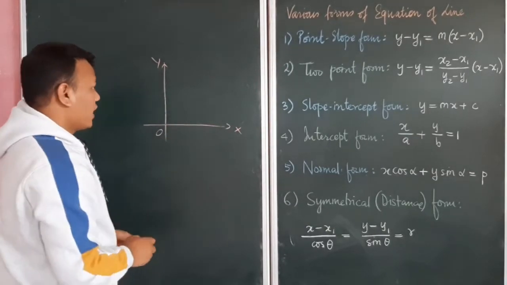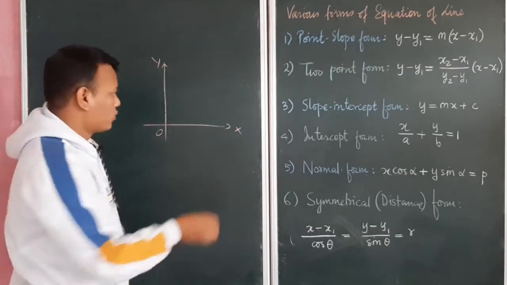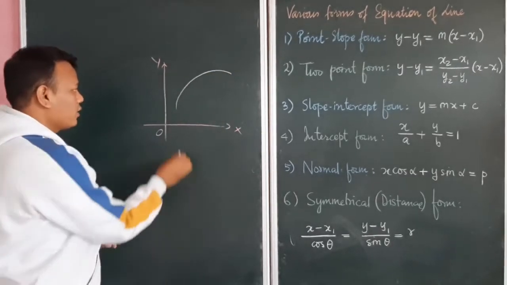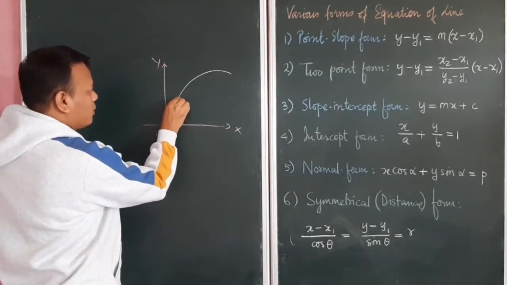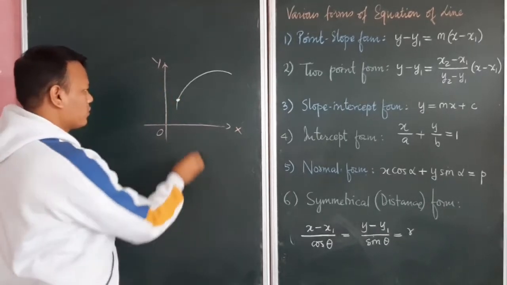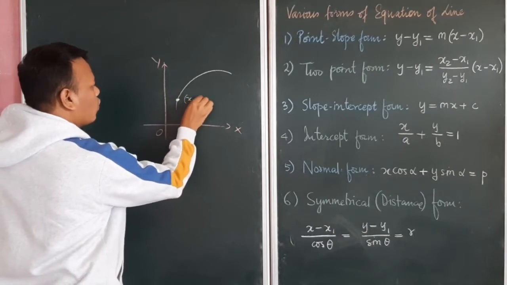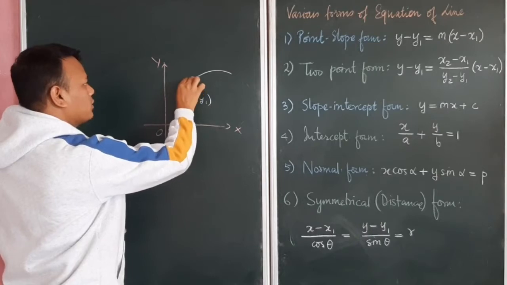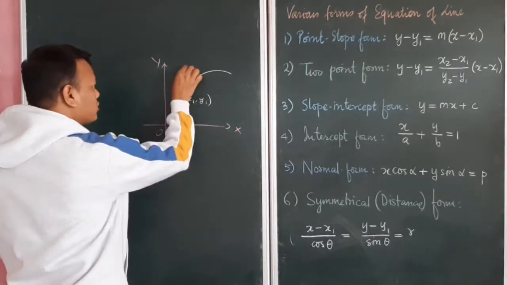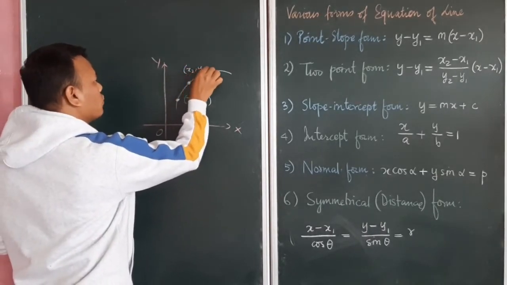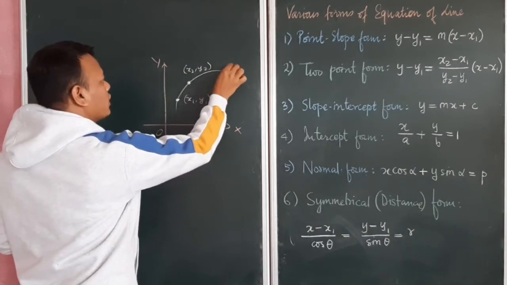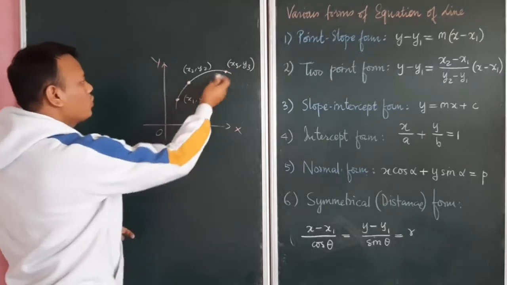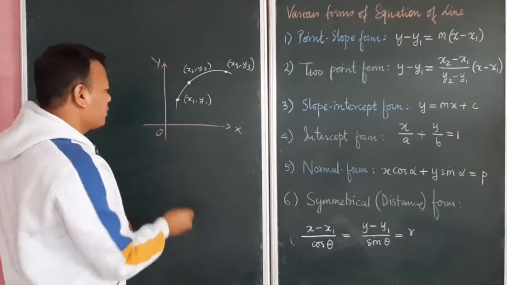Now here I am drawing one random graph for you. For example, this is my random graph. Now if you see here, let me plot this coordinate, something like (x1, y1). Similarly, let me choose this point and call it (x2, y2). Similarly, let me choose this point and call it (x3, y3). So basically I have shown you only 3 points out here, but there are numerous points.